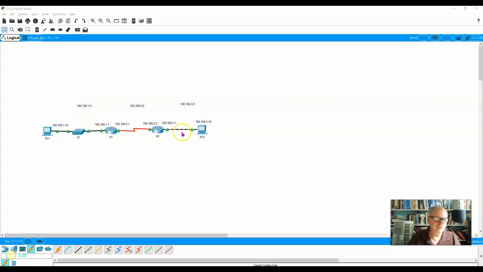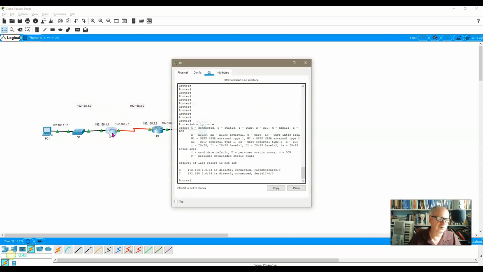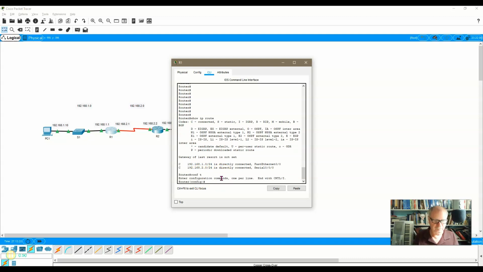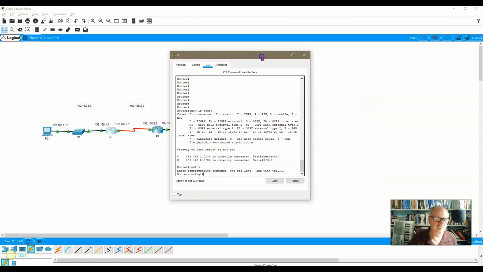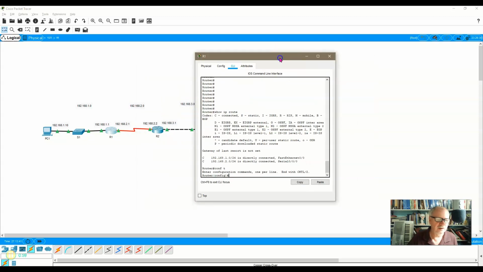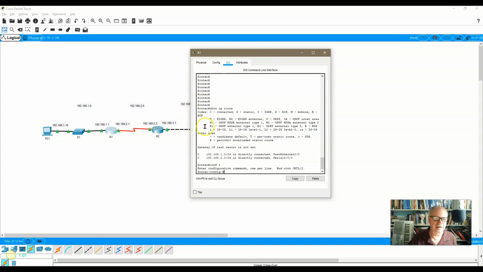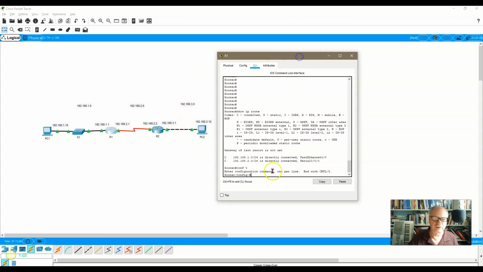And so we have to tell these routers, I have to tell this router about this network, the 3 network, and I have to tell router 2 over here about the 1 network. All right, so let's go ahead and put in a static route. First thing I need to do is get into configuration mode. And now I'm going to put in my IP route command. Let me move this so we can see the whole thing.